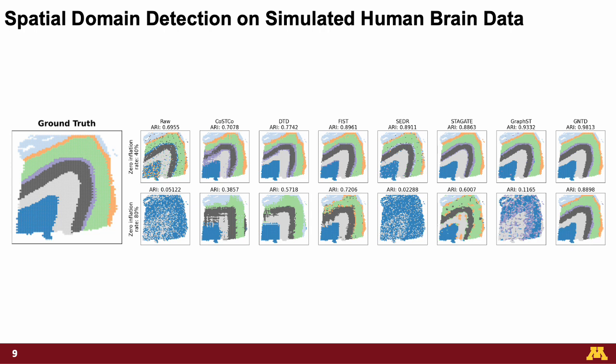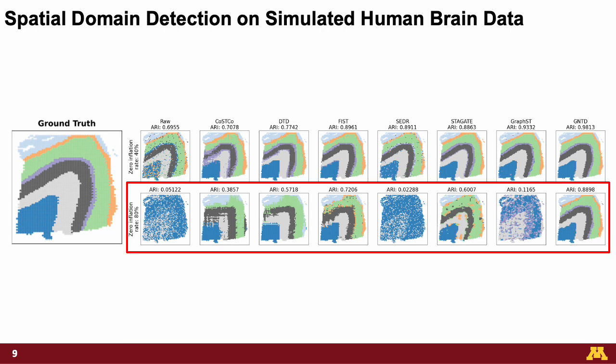In the first experiment, we imputed the simulated data with different sparsity by both GNTD and the baseline methods, then applied clustering on the raw and imputed spatial expression to detect spatial domains. It is clear to see that GNTD consistently outperforms the other baseline methods on the simulated data with both low and high sparsity. And when the simulated data is highly corrupted, GNTD still accurately identifies all tissue regions.